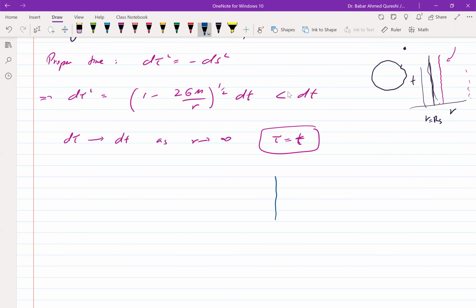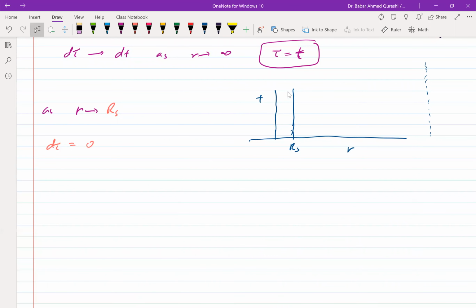So here's your T-R plane. This is your R_S. For an observer which is very, very far away from the source, from this Schwarzschild radius, this t is equal to the proper time. But someone close to the origin has less time elapsed on their clock compared to t. And as r approaches R_S, d tau is 0.